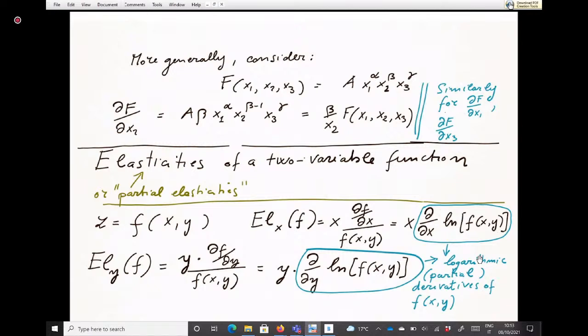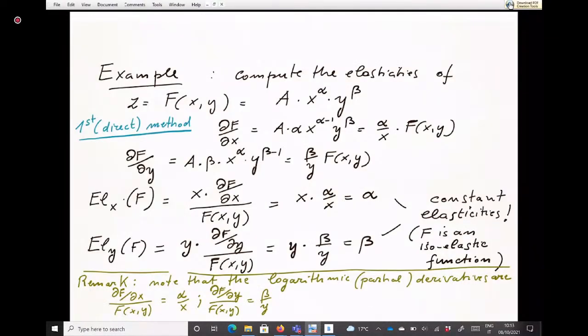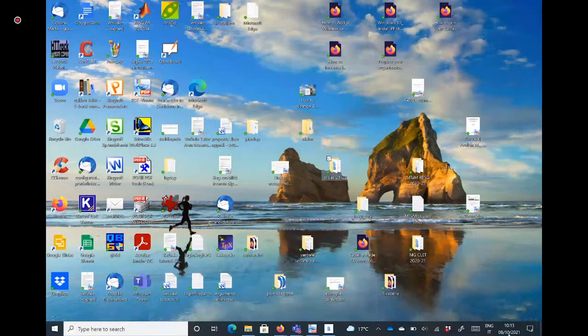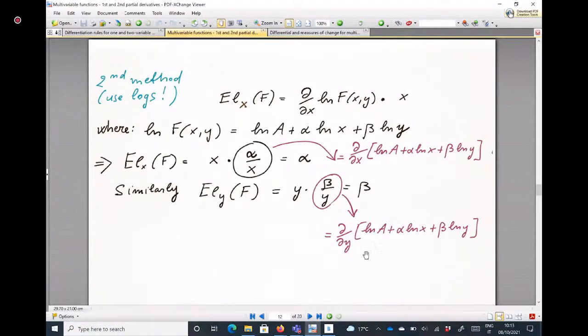So the log derivatives are also useful to compute partial elasticities of a two-variable function and also the elasticities of a one-variable function. Clear? So keep these formulas in mind because they are very closely related to the log derivatives. For instance, compute the elasticities of our power function, of our power function in two variables.